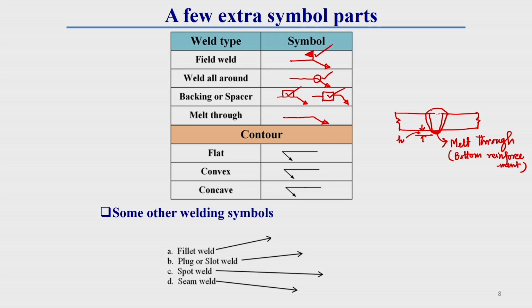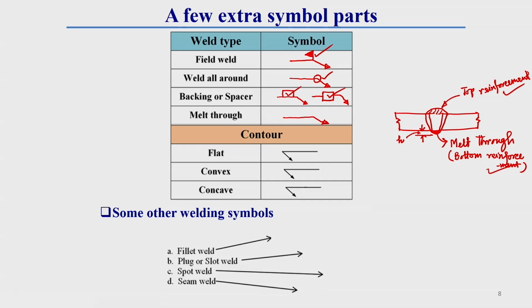Now, on top of this weld also, you see there is some excess of material from the top surface of the weld plate. This excess of material is called top reinforcement. This top reinforcement and bottom reinforcement is a required part.